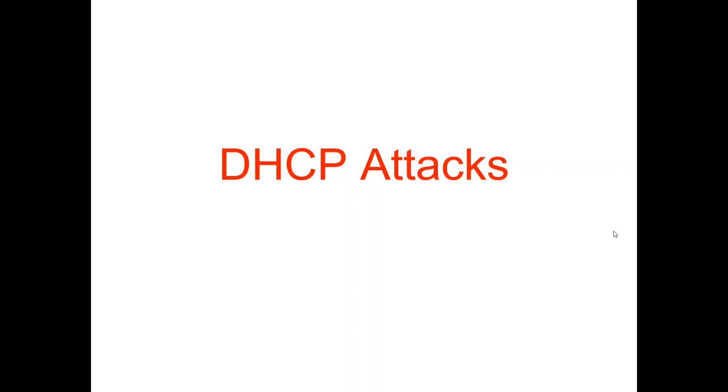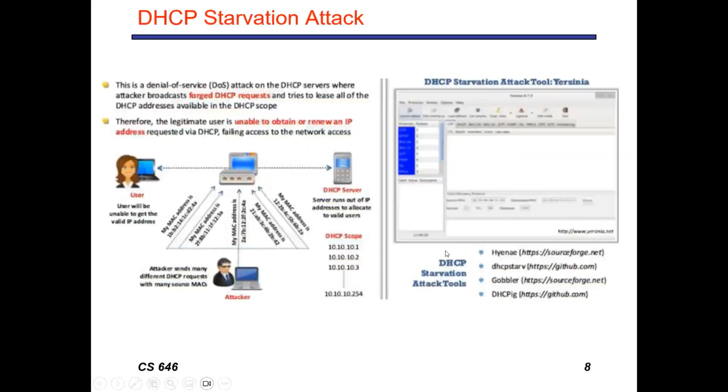All right, so now let's look at what kind of attacks are possible on the DHCP protocol. The first attack that is possible on the DHCP protocol is known as DHCP starvation attack. Now, DHCP starvation attack is basically kind of a denial of service attack, where the attacker will send or broadcast forged DHCP requests, and he will try to lease all the IP addresses from the DHCP server. And then once the server doesn't have any IP address left, then obviously the other legitimate users or clients won't be able to get an IP address.